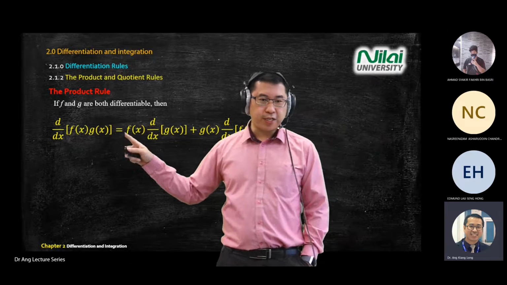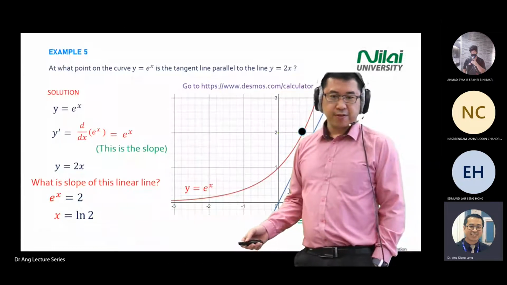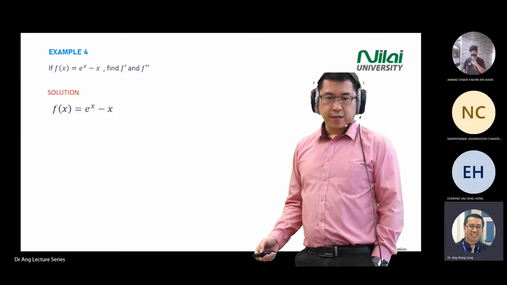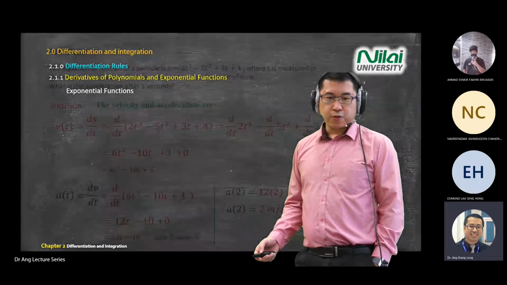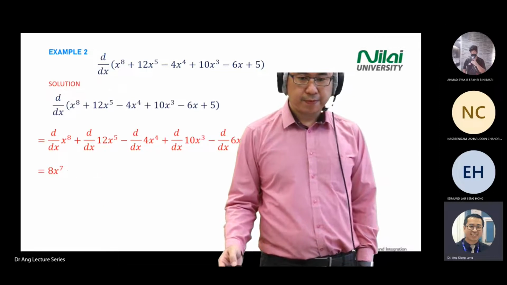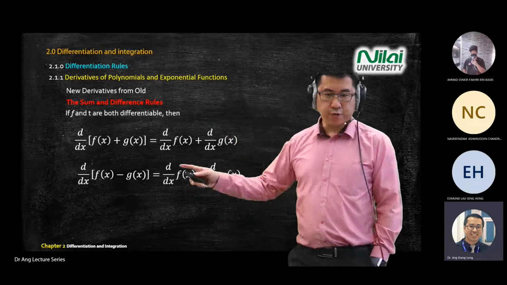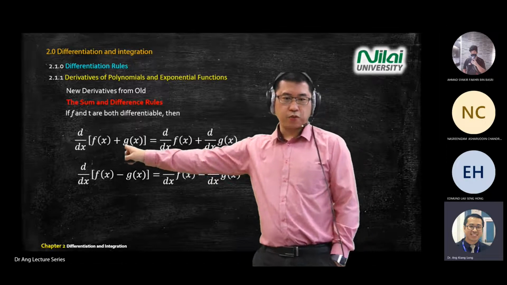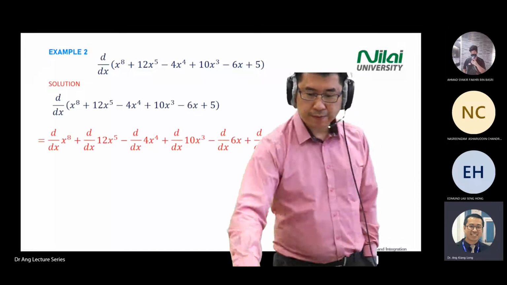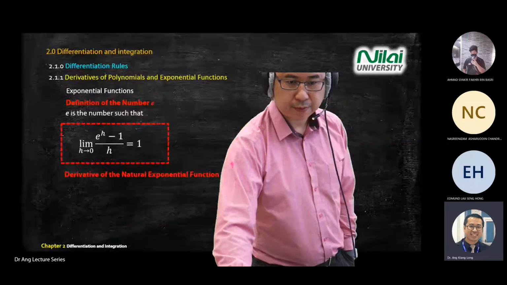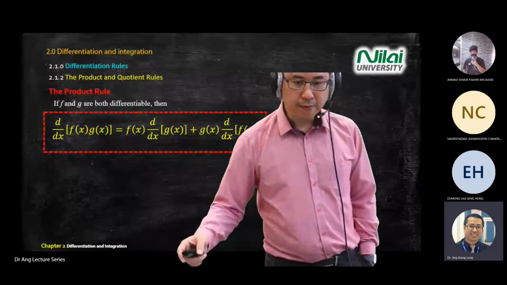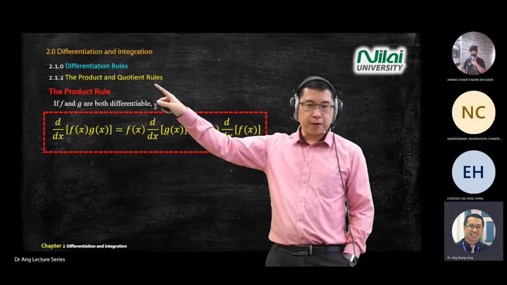Okay, don't confuse this equation with the previous one. I need to go back to one of the slides. Don't confuse it with this one, where there's a plus between the 2 functions. This one is the product rule, where you multiply and divide.